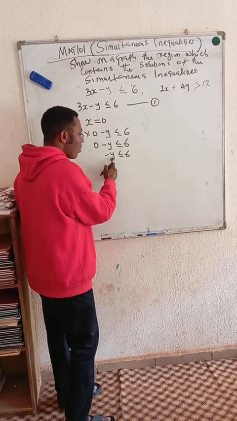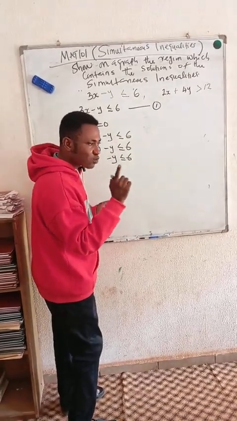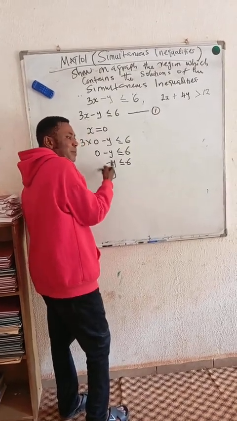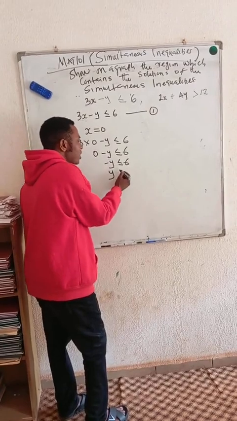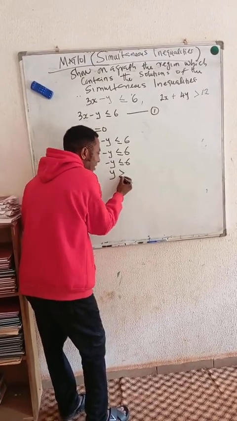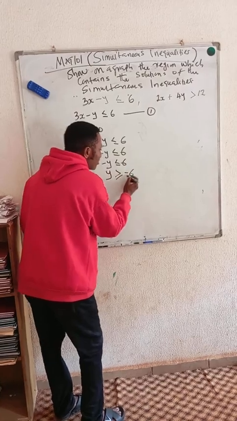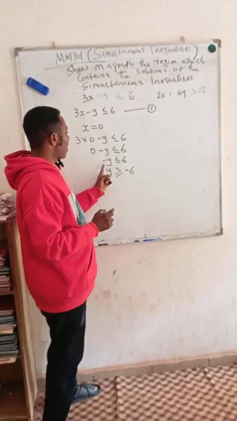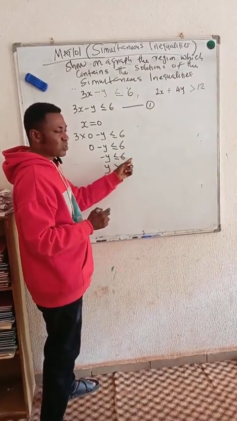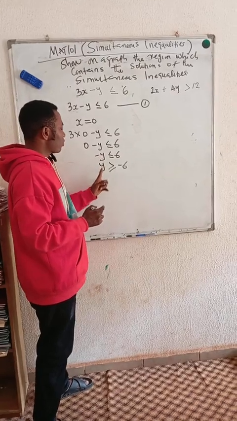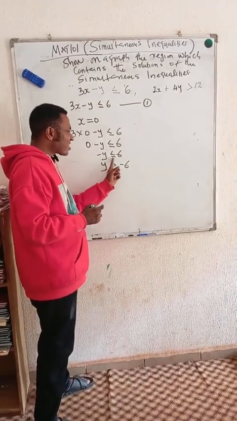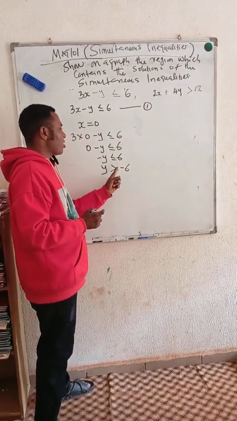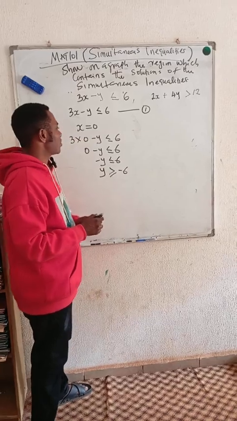Multiply minus y by minus 1. We will have y. Because we have multiplied by a negative sign, the sign changes from less than to greater than, and the 6 becomes minus 6. Look at it again, because if you miss from here, you miss everything. Minus y less than or equal to 6. Multiply this by minus 1, we have y, then the sign changes from less than or equal to 6 to greater than or equal to minus 6.